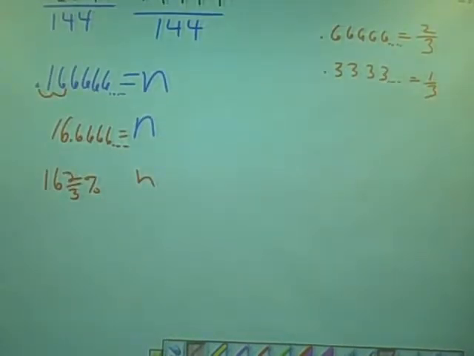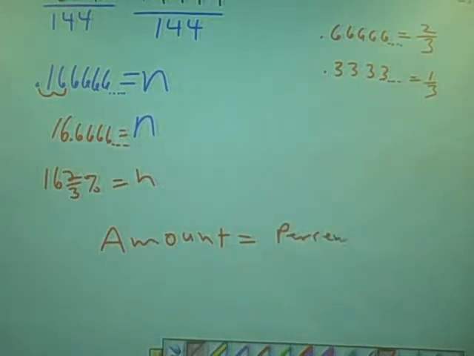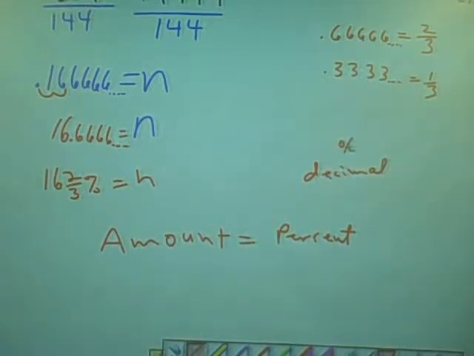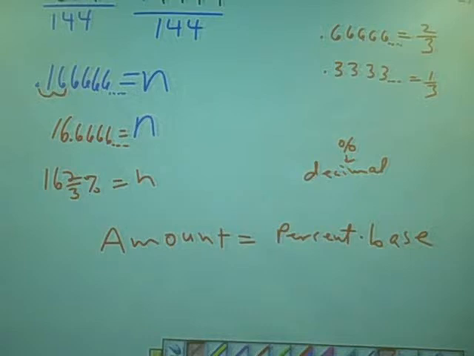Any other questions? Was there a formula for finding the percent? It's the amount equals a percent, but that has to be in decimal. So you have to convert from percent, times the base. So percent times base. 144 was the base, 24 was the amount. Okay?